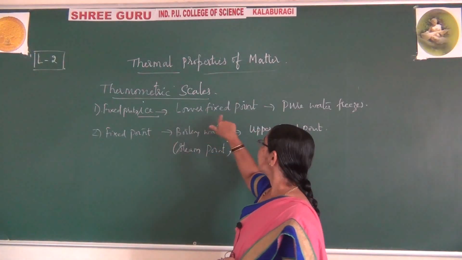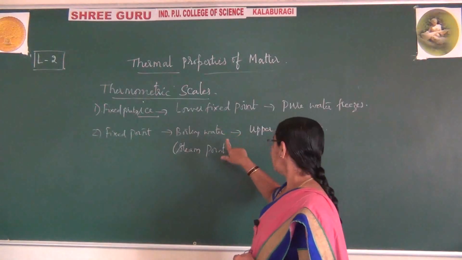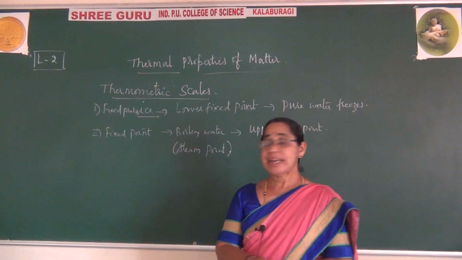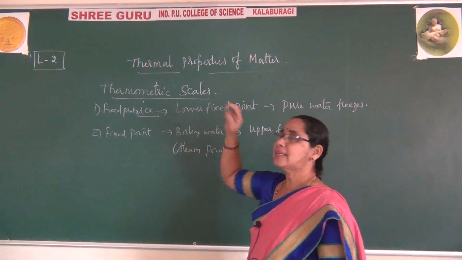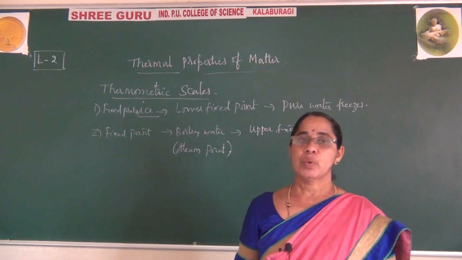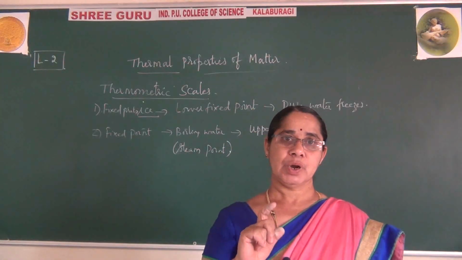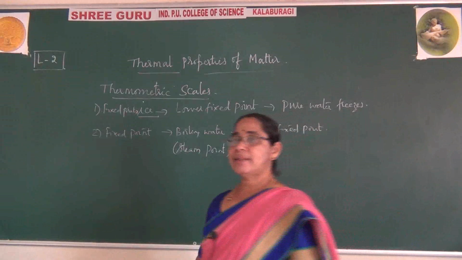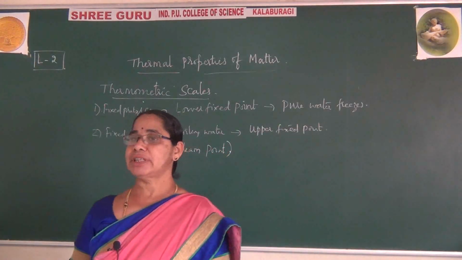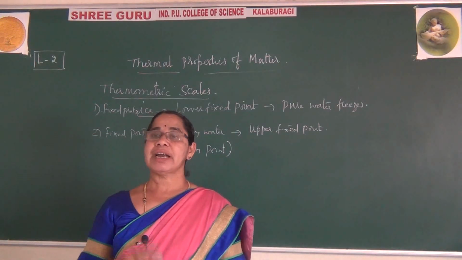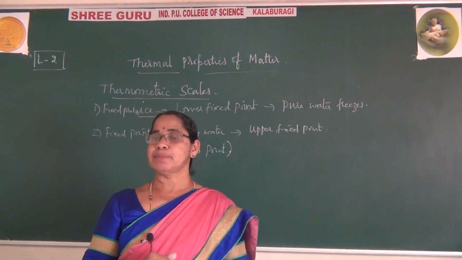This ice point is taken as the lower fixed point, and the boiling water is taken as the upper fixed point. So in any of the thermometric scales, there are two fixed points. One is the lower fixed point, another is the upper fixed point. Okay. To explain this, many scientists have worked on these and designed the scales, and today we come across two scales by name.